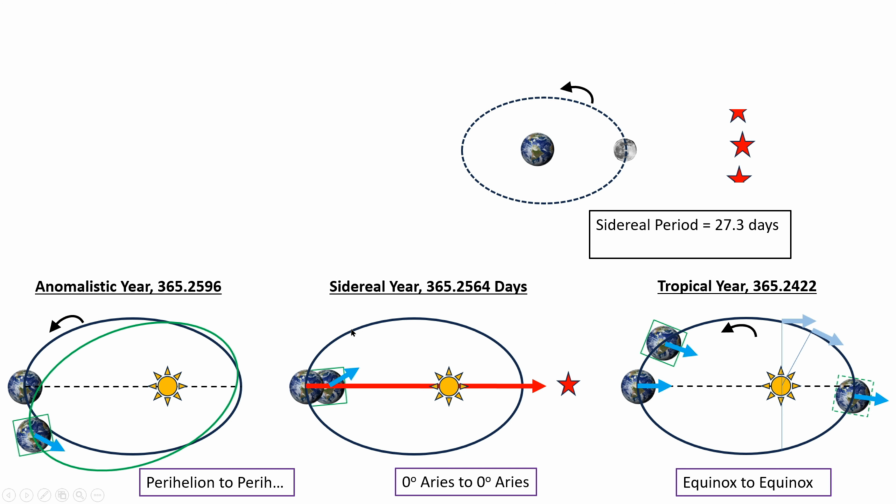We have already discussed these figures. You can check out the previous video on the Neophysics YouTube channel, the video about anomalistic, sidereal and tropical years. These figures correspond to the different definitions of the length of a year based on the relative motion between the Earth and the Sun.